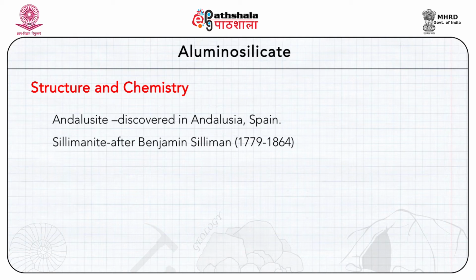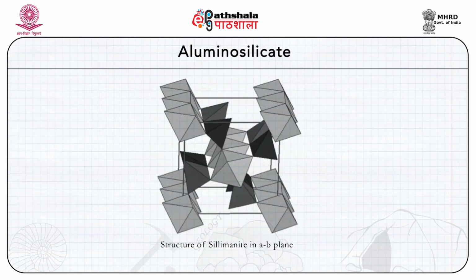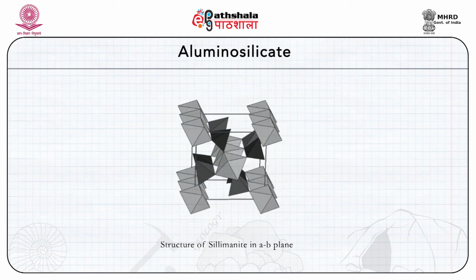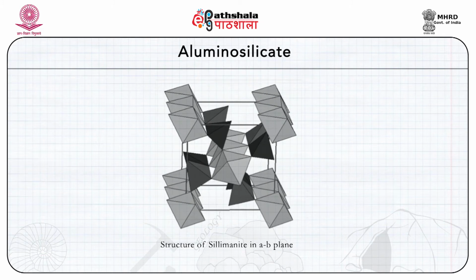who was born in 1779 and died in 1864, an American chemist and mineralogist. The structure of sillimanite consists of edge sharing octahedra of AlO parallel to the C axis. A double chain of tetrahedra containing silicon and aluminum alternately in fourfold coordination provides the lateral linkage between octahedral chains.